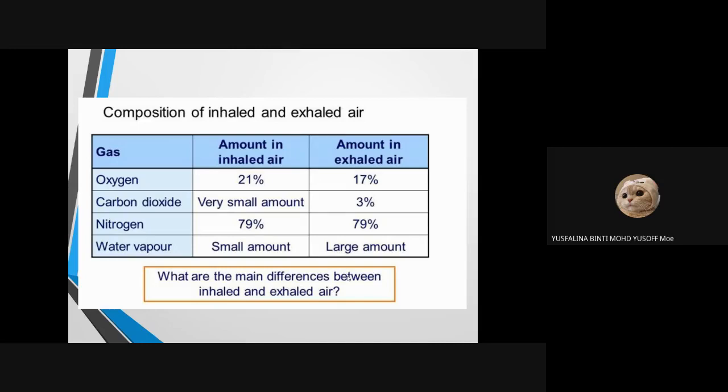The oxygen consists of 21% of inhale air, and the carbon dioxide is a very small amount. The nitrogen is 79%, and water vapor is a very small amount. But when you exhale, you can see the percentage of oxygen decreases from 21 to 17. That means our body absorbs the oxygen. And the amount of carbon dioxide is increased, so our body releases carbon dioxide when we exhale.